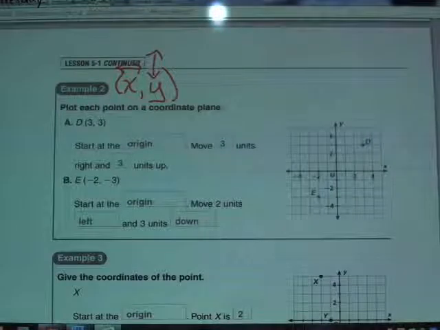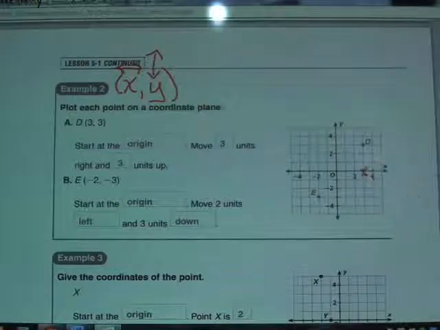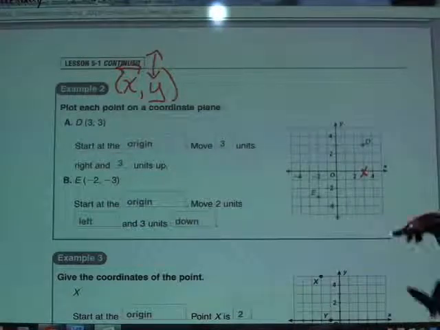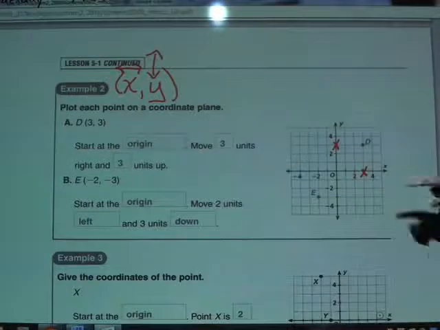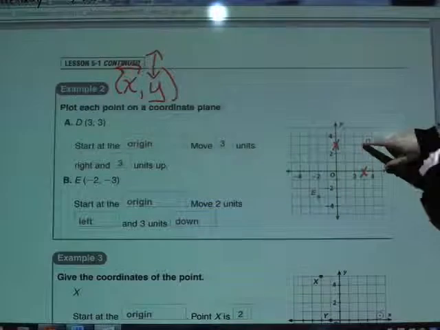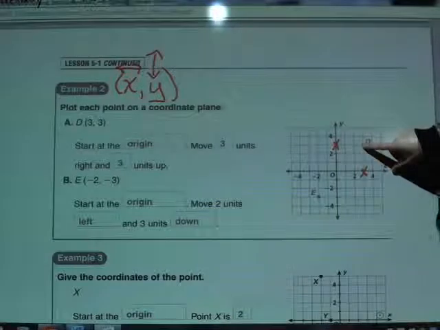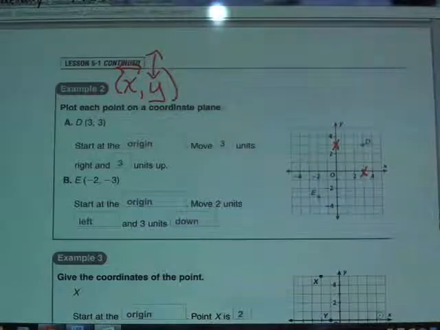So, as we look at this first question here, 3, 3, we're going to identify where 3 is on the x-axis, that's right here. And we're going to identify where 3 is on the y-axis, that's right here. Now what you want to do then to locate where point D is going to be is put your fingers on those 2 points and pull them together. And as I pull them together, my fingers land here where point D was already conveniently drawn. And that's where point D is going to be located in this upper right quadrant.